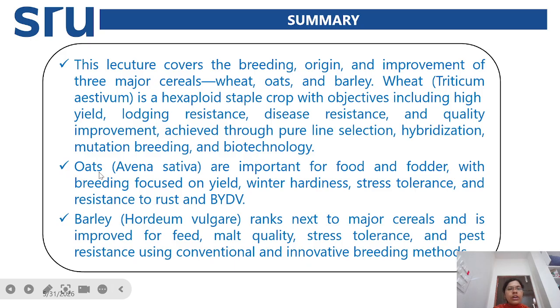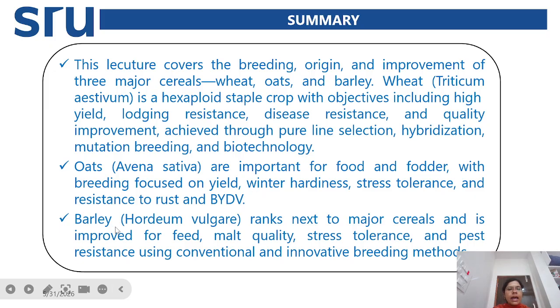And next is Avena sativa, the scientific name of oats. It is also one of the most important cereals for food and fodder, with breeding focused on yield, winter hardiness, stress tolerance, and resistance to rust and BYDV virus.